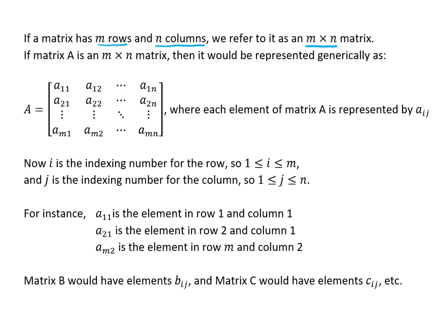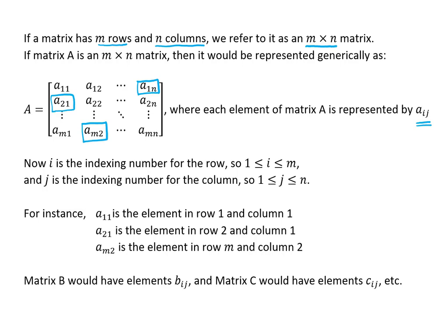If we call the matrix capital A, then all the elements would be lowercase a, but they would have two subindices. We call them a_ij, where the i tells us which row we're in, and the j tells us which column we're in. So this element right here would be in the second row, first column, while this element over here is in the first row, nth column. And this element would be in the mth row, second column.